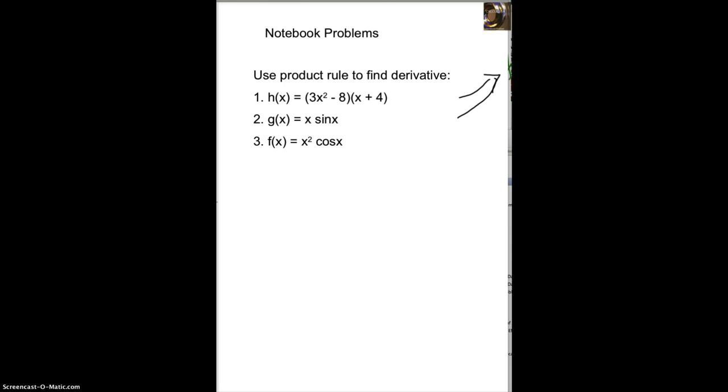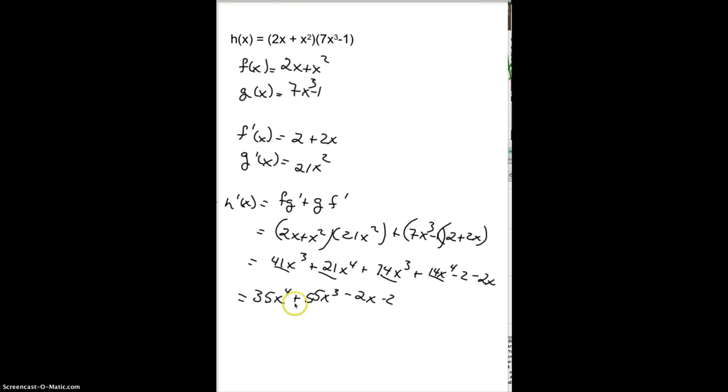Now, I don't know if any of you caught this, but I certainly did. Apparently, I cannot multiply. 2 times 21 is not 41, it's 42. So if I make this 42, 42 plus 14 is 56x cubed. Now it agrees with the problem we did before.